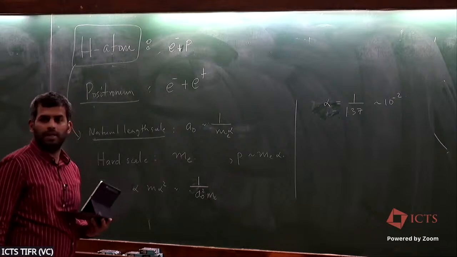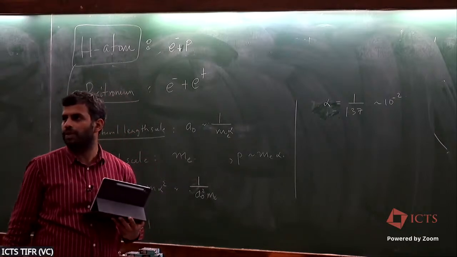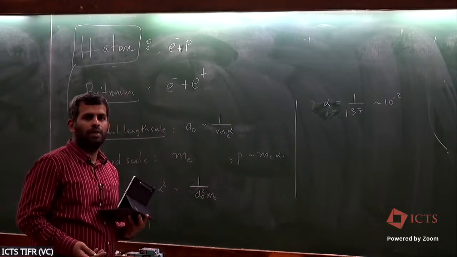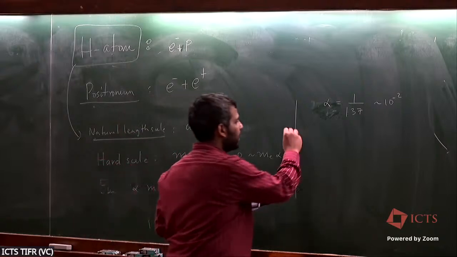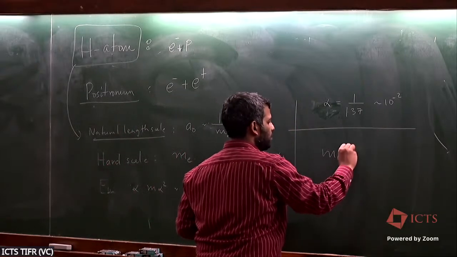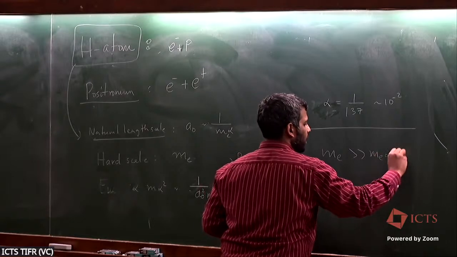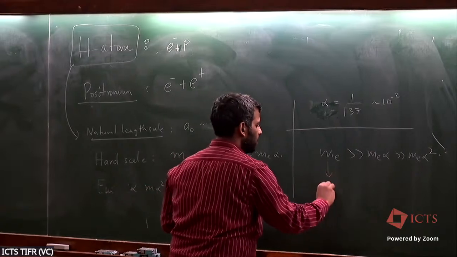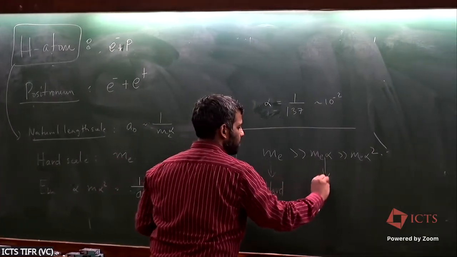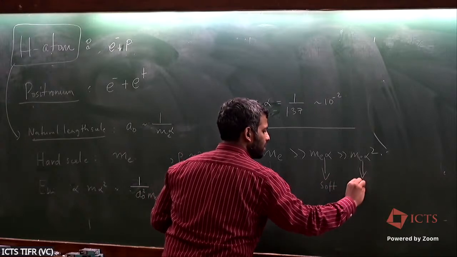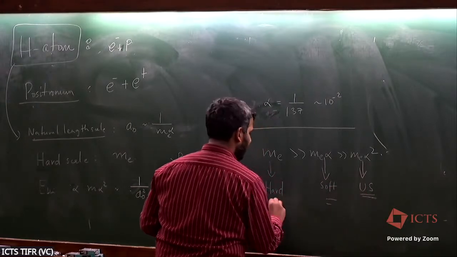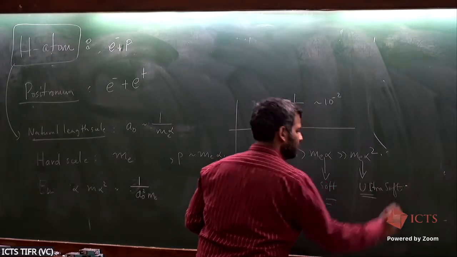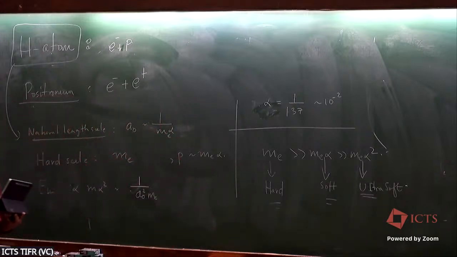And you immediately see a hierarchy of scales in my hydrogen atom system. So even a simple system like the hydrogen atom bound state has multiple scales, multiple energy scales. And the scales are me greater than me alpha greater than me alpha square. So this is my hard scale. This is my soft. This is my ultra soft. This is the normal language in which it is defined.